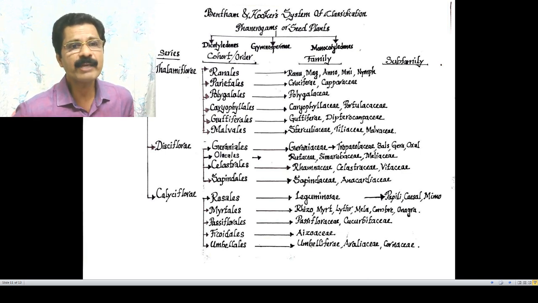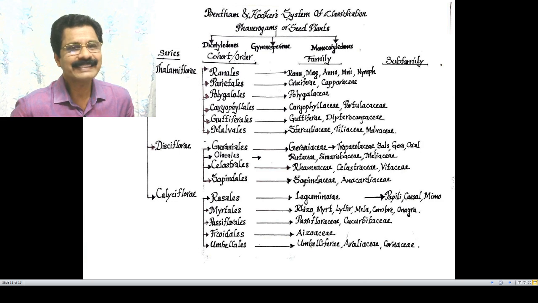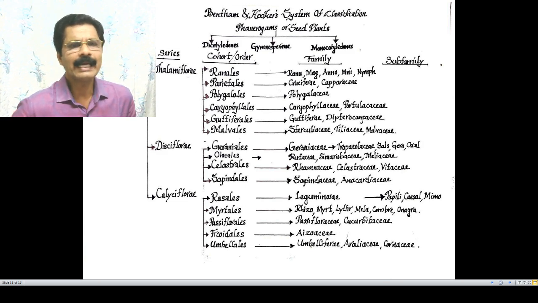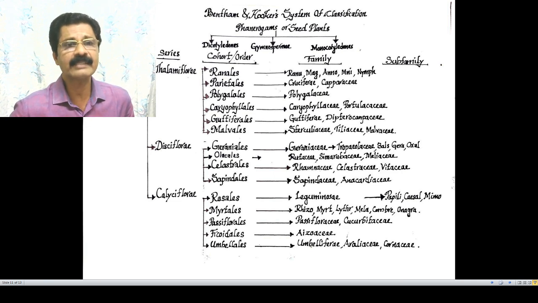Thalamiflorae. Thalamus is very prominent. This Thalamiflorae have six cohorts or orders: Ranales, Parietales, Polygalales, Caryophyllales, Guttiferales, and Malvales. So the Thalamiflorae series has six orders or cohorts, and Ranales has so many families. I have given some of the families so that you can easily remember: Ranunculaceae, Magnoliaceae, Annonaceae, Menispermaceae, Nymphaeaceae come under Ranales.